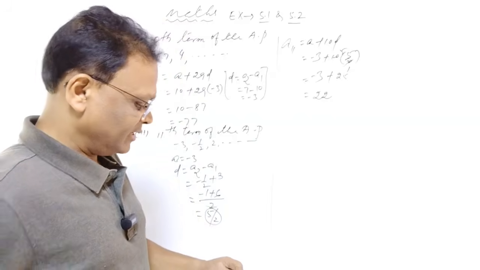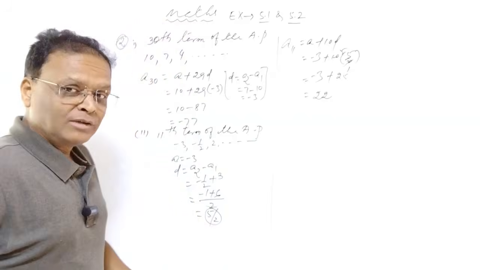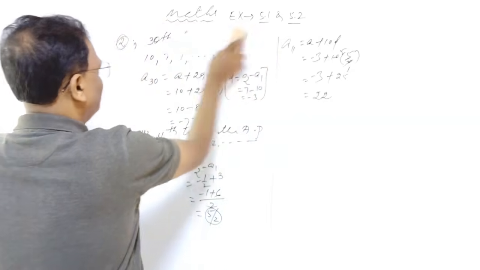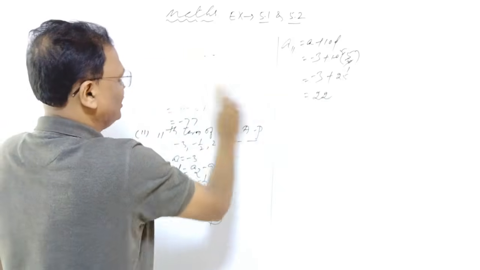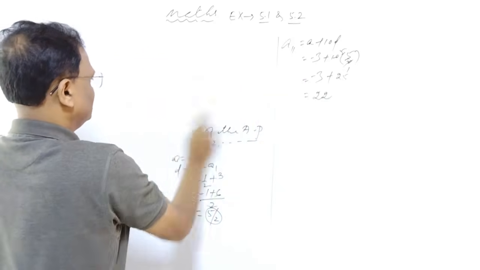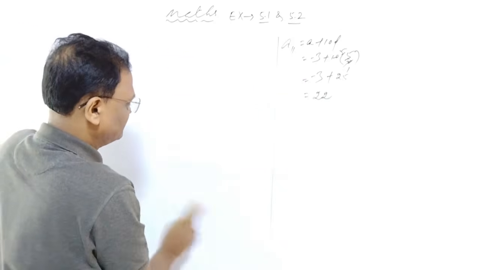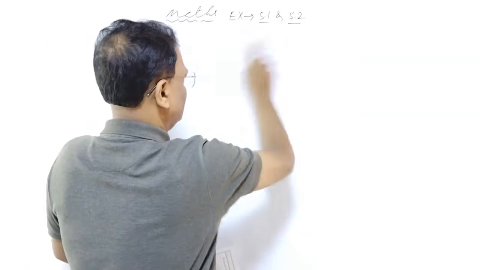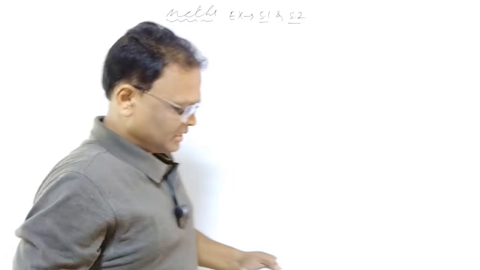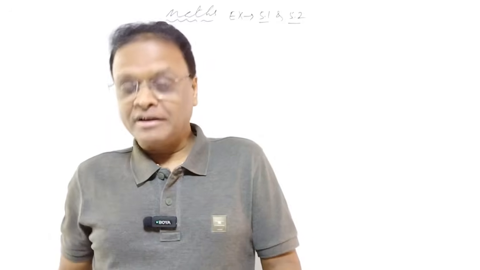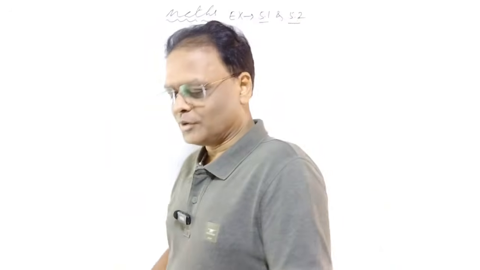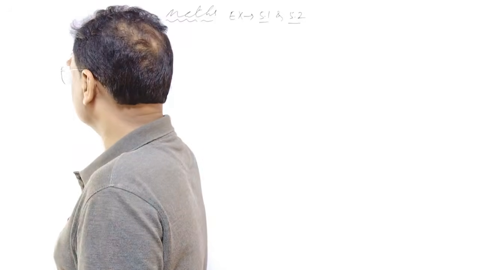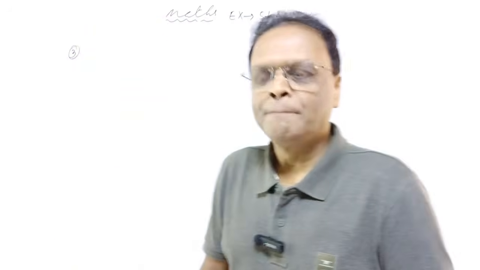Next, question number 3. In question number 3, he has not given some terms, and you have to find those terms. Let me start with the first one. The first one is given. In the following AP, find the missing terms. What to find? We have to find the missing terms. Question number 3, missing term.